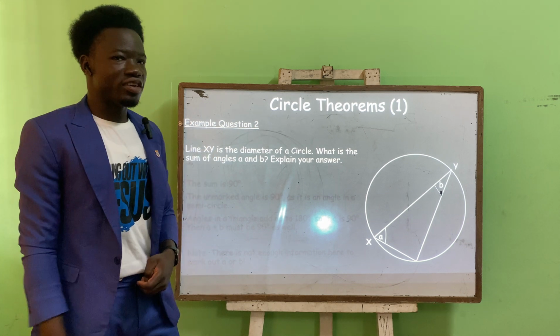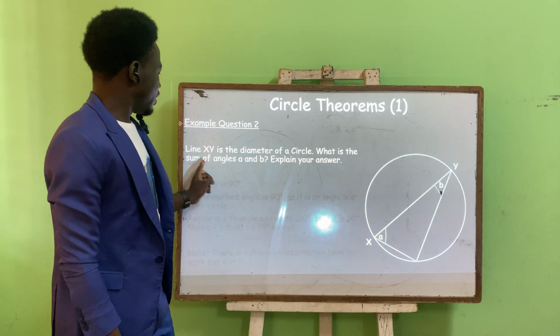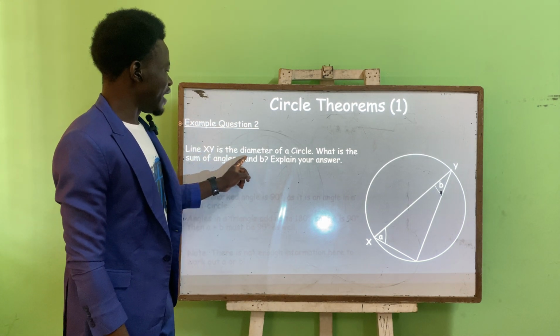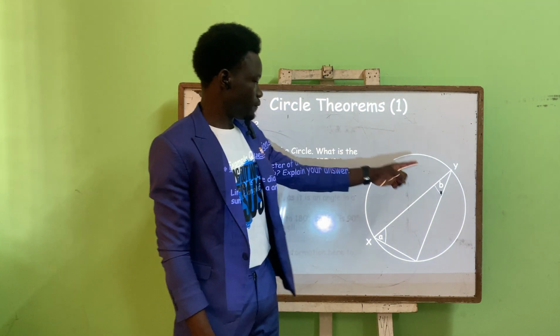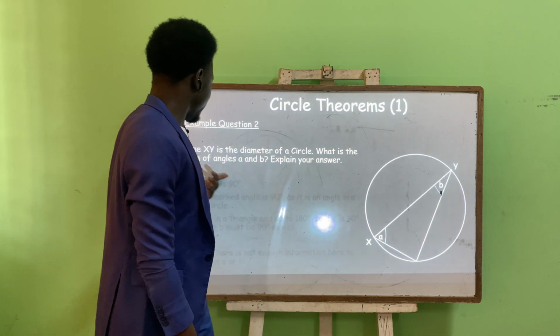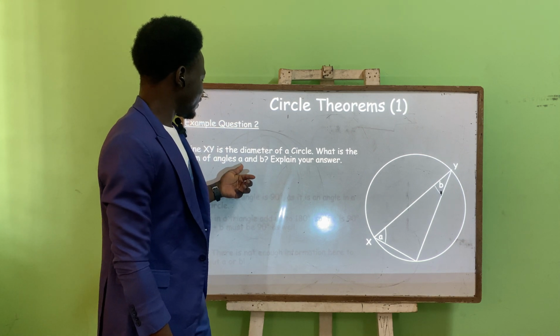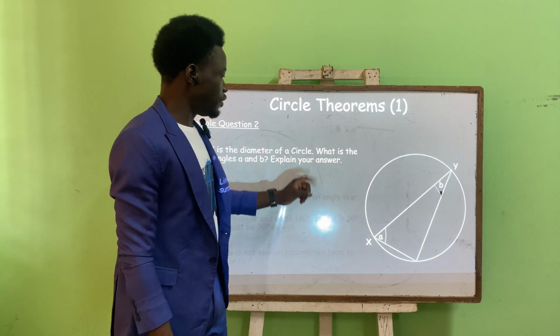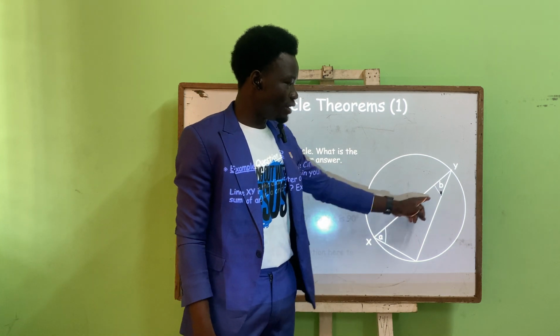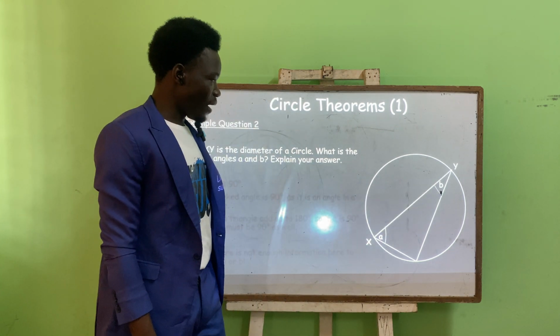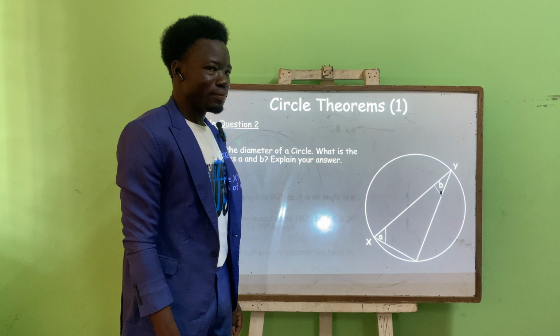Question 2, still on the same theorem. Line XY is the diameter of a circle, right? What is the sum of angles A and B? Explain your answer. What is the sum of angles A and B?